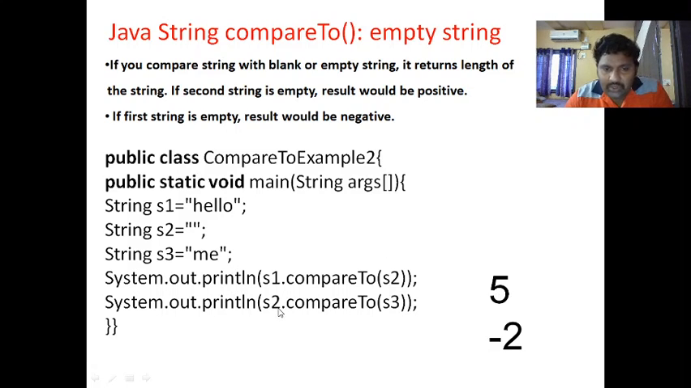Again, see here s2.compareTo(s3) is returning minus 2. Why? s2 is the empty string and s3 has 2 characters. So I am comparing the empty string with another string, and that's why it is showing minus 2. So this is how the compareTo method returns. Whenever you compare the empty string with another string, it returns a negative value.